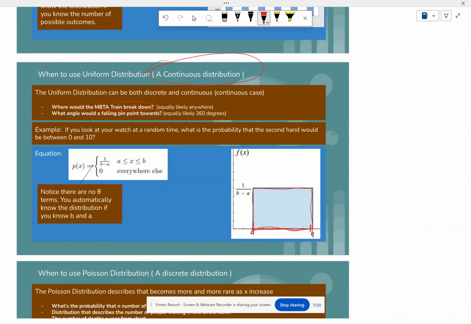So if that's the case, you can say it's equally likely to break down anywhere between A and B. Another example would be, what angle will a falling pin head towards? Out of 360 degrees, a pin falls, it's going to point in some direction. So that's also a continuous distribution. Or when you look at your watch, what is the probability of the second? It could be 1.1 seconds, so it's completely continuous.